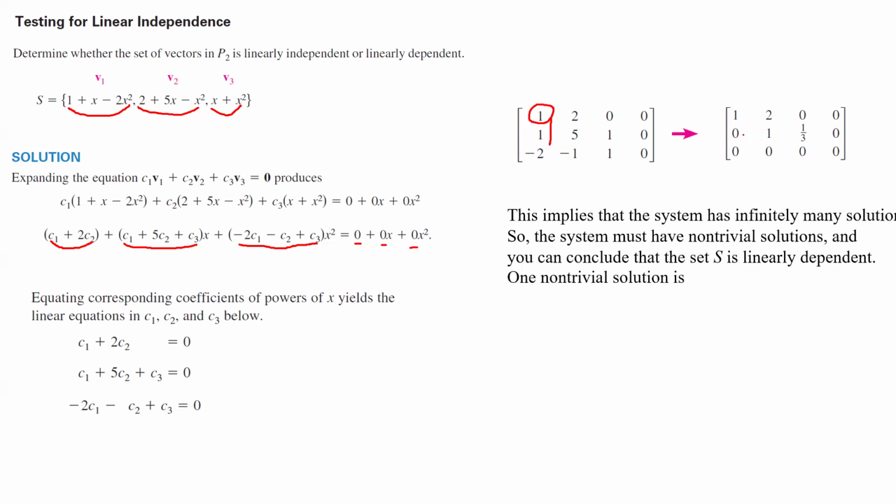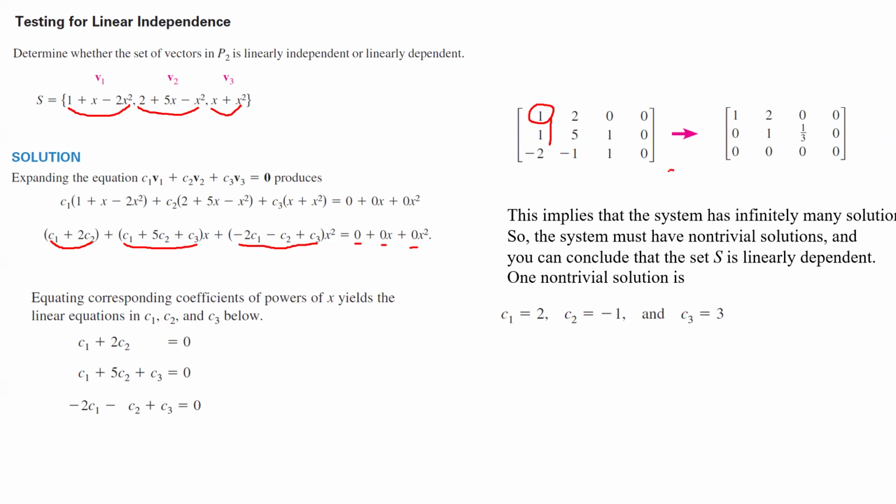If you form the system of equations, you end up with the following c values. c1 plus 2c2 is equal to 0. c2 plus a third c3 is equal to 0. This implies that the system has infinitely many solutions because you end up with 2 equations and 3 variables.